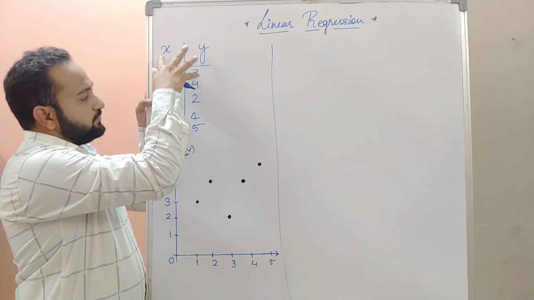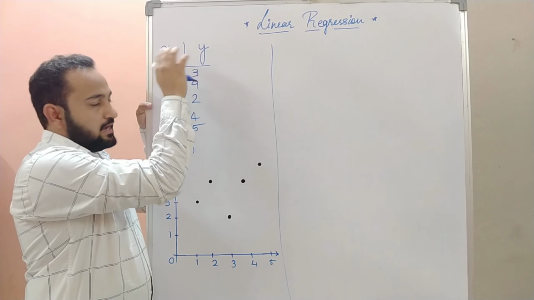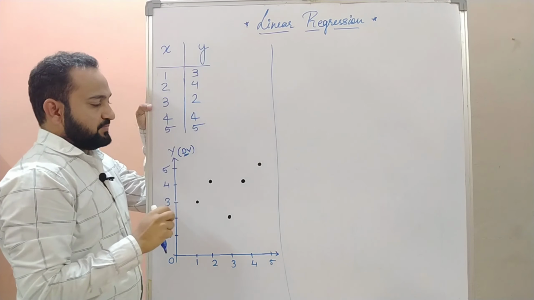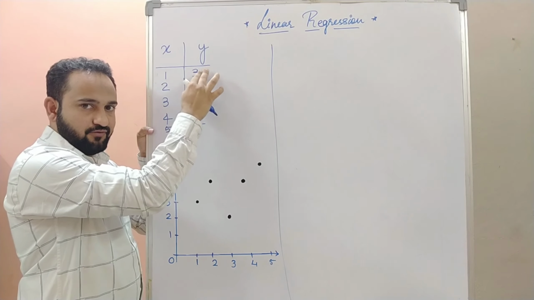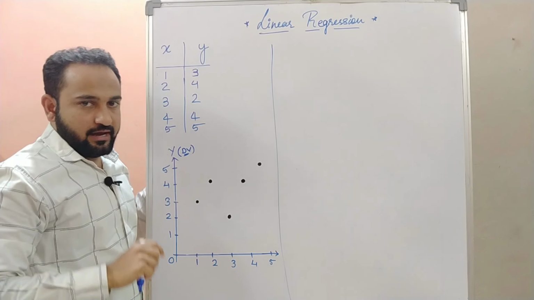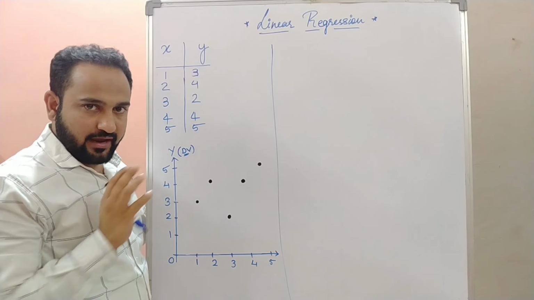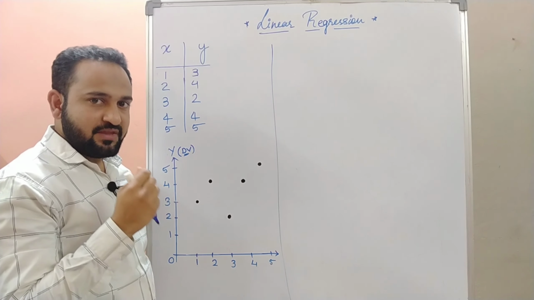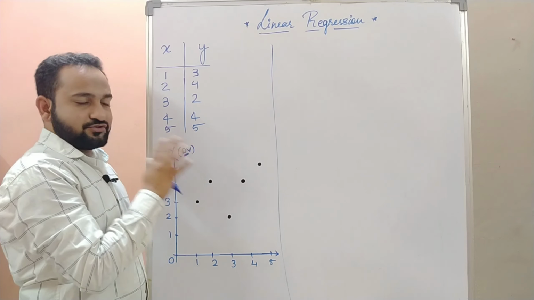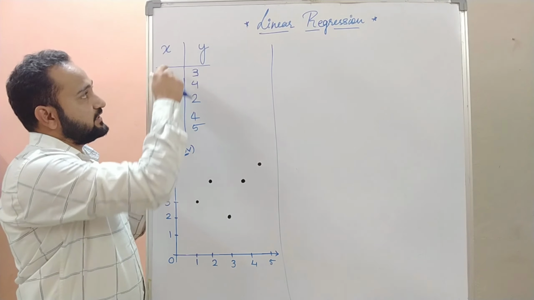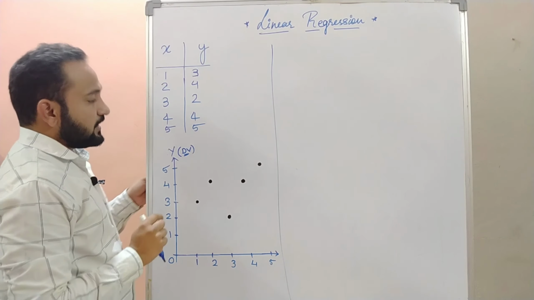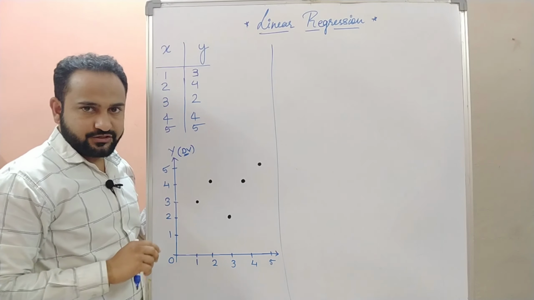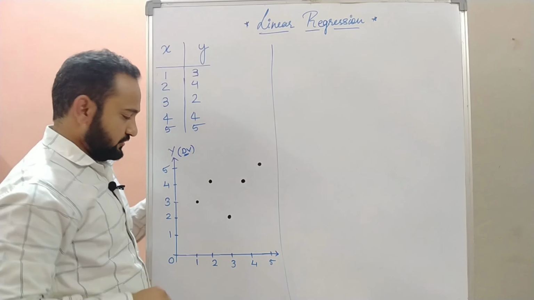Here I'm taking data. I have x and y values. If you remember, my x is what? Independent variable, and y is what? My dependent variable. And I told you we can have n number of x values and we'll be having one y value. But just to simplify this example, I have taken one x value and one y value. Fine. So let's see what linear regression is and how it works.